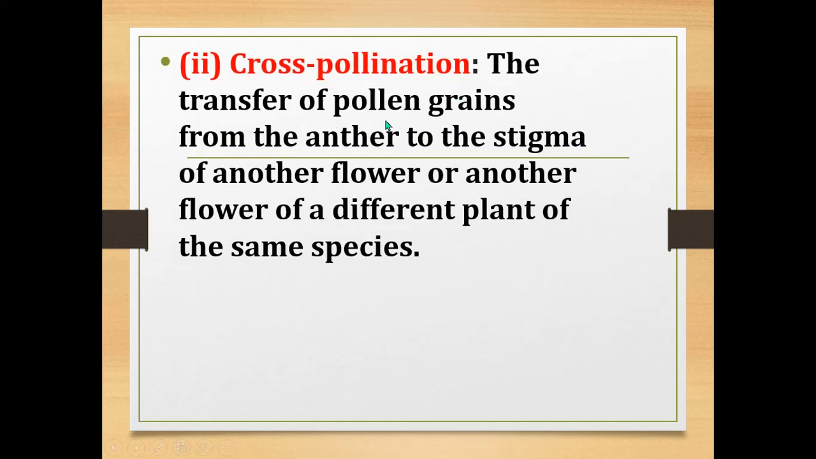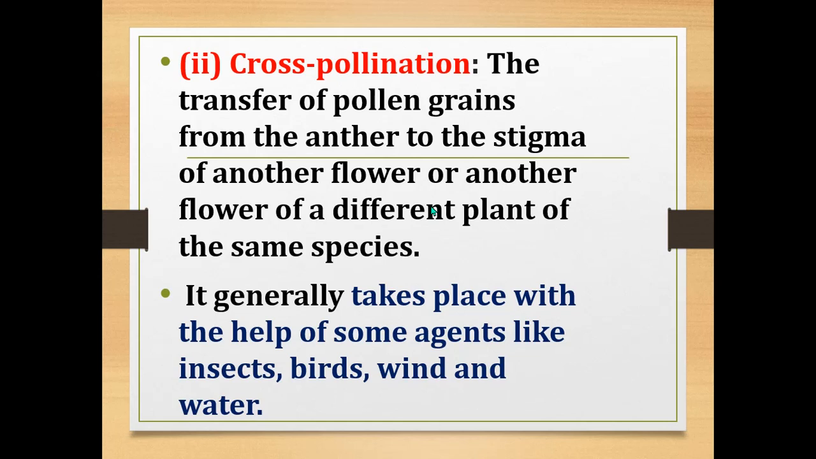Transfer of pollen grain from the anther to the stigma of another flower of a different plant of the same species is called cross-pollination. So, cross means the transfer of pollen grain from the anther to the stigma of another flower of a different plant of the same species. This cross-pollination will take place with the help of some agents like insects, birds, wind and water.